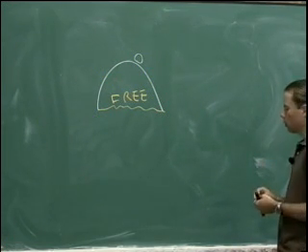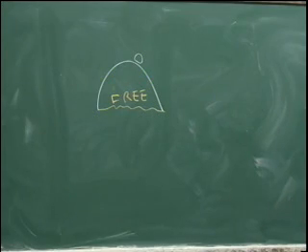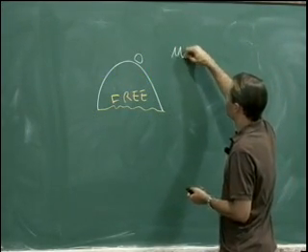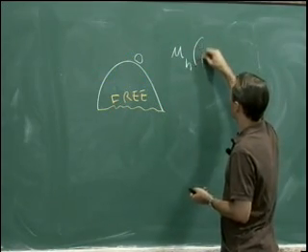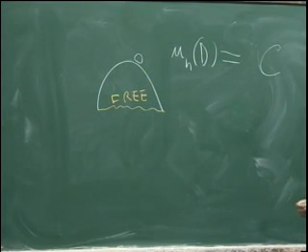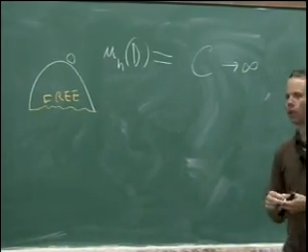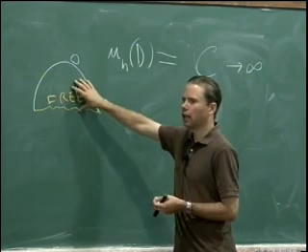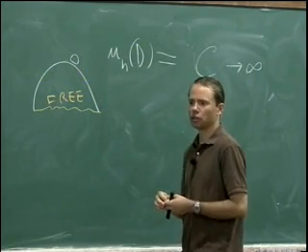And here's what I'll do. I'm going to condition on mu sub h of the domain being large. C is large. I'm going to take C to infinity. And okay, what happens when I take this and I condition to be large?